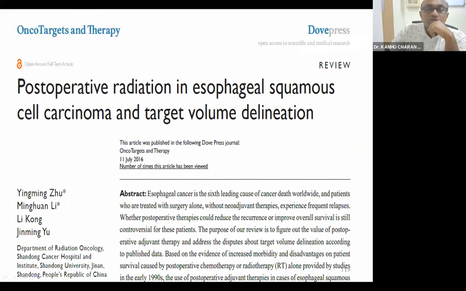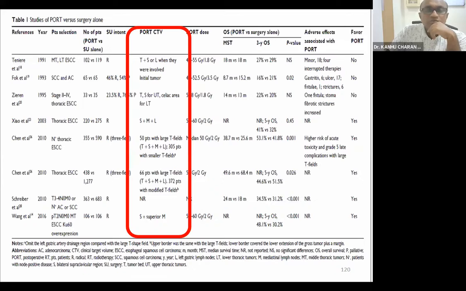Post-operative squamous carcinoma target volume delineation. We can go for this target. Various people have told you to take left gastric group of lymph nodes, mediastinal lymph nodes, and supraclavicular lymph nodes. So this is a variation. It is your discretion what to take and what not to take.